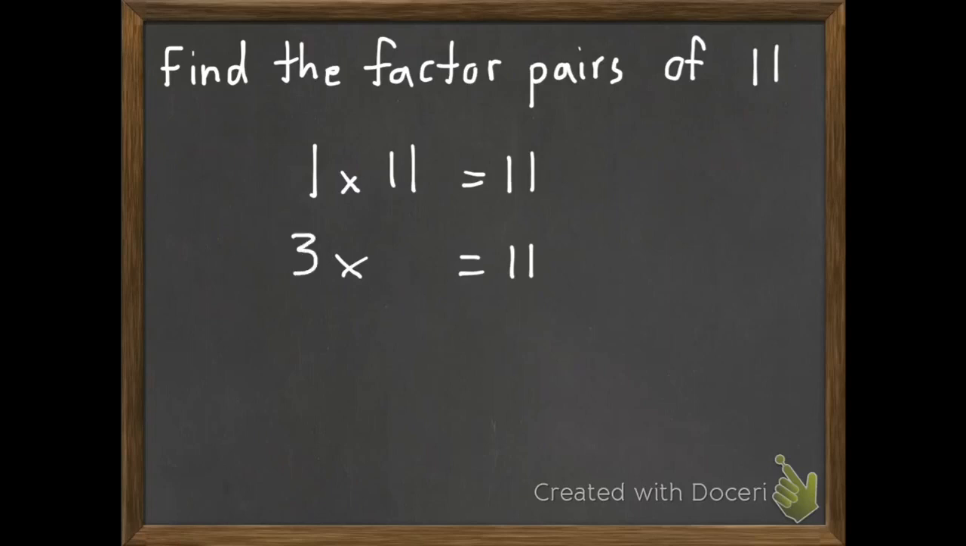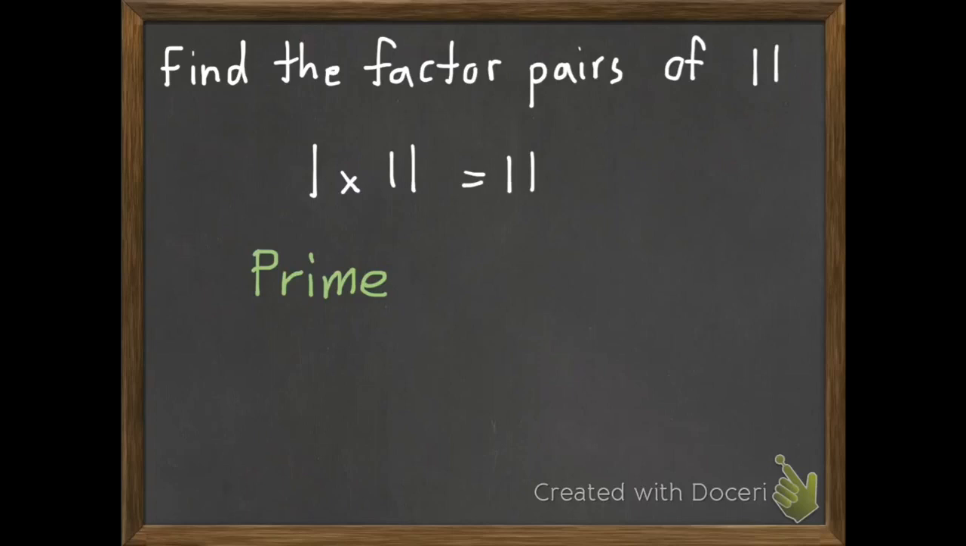Try 3. 3, 6, 9, 12. No 11. 4. 4, 8, 12. Still no 11. 5. 5, 10, 15. Nope. 6. We have 6 and 12. It's no 11. 7. Nope. 8. No. 9. No. 10. Still no. And 11. Oh, we're back to there. So 11 only has one factor pair, which means it's what we call a prime number. We're going to get to that more tomorrow.